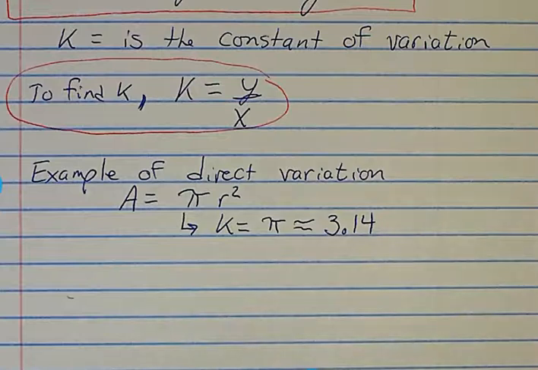It's some number that's always the same no matter what you do with the equation. You're always going to have one thing that's always going to be the same. That's why they call it the constant of variation. So no matter what size circle you use, you're always going to use pi, which is about 3.14.